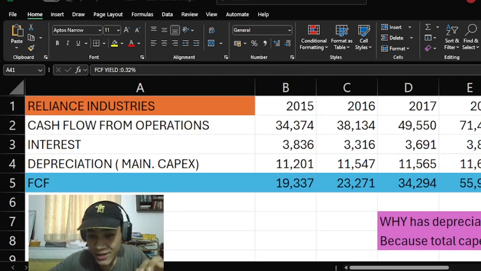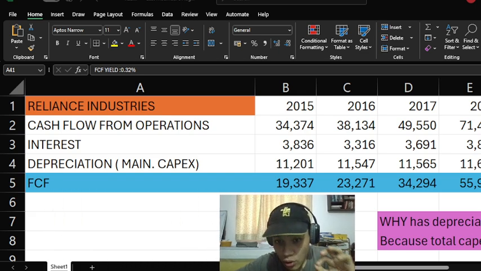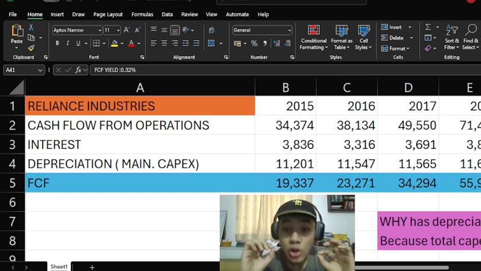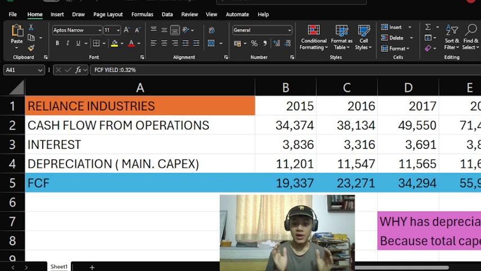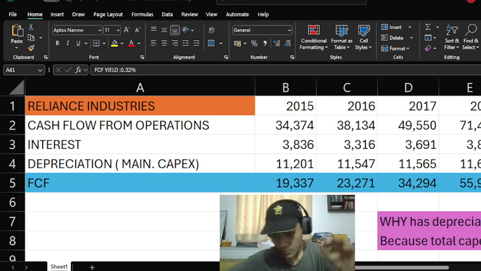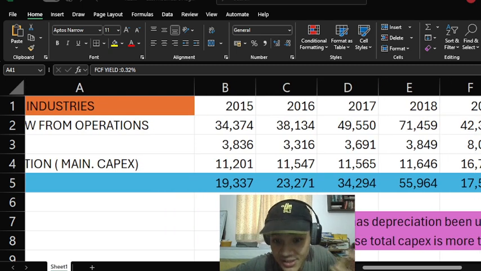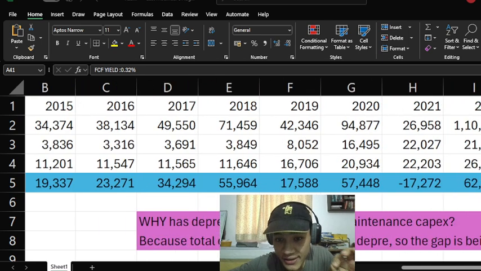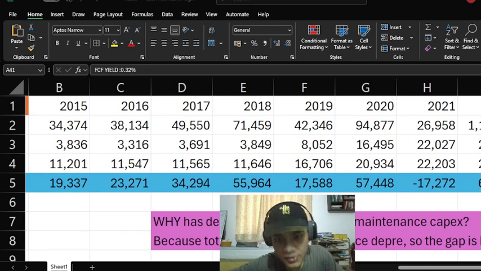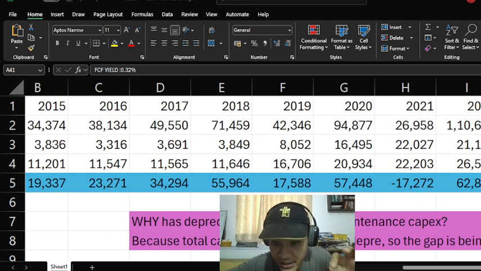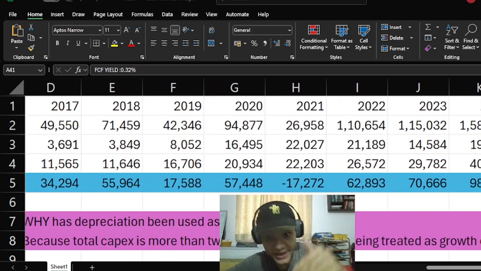Okay. So in 2015, we have free cash flow of 19,377 crore rupees. All these numbers are in crores of rupees. All right. In 2016, 23,000 crores worth of free cash flow. In 2017, 34,000 crores. Let's move forward. 2020, 57,448 crores of pure free cash flow. Then negative, minus 17,000 crores.